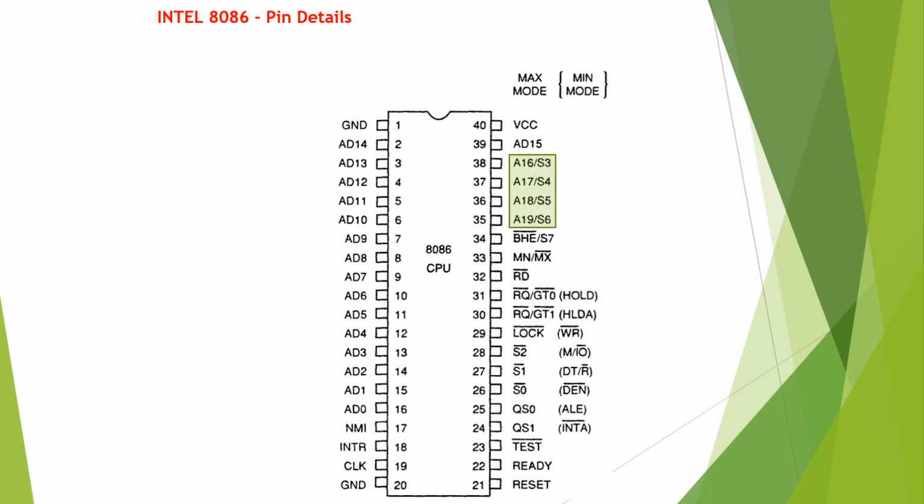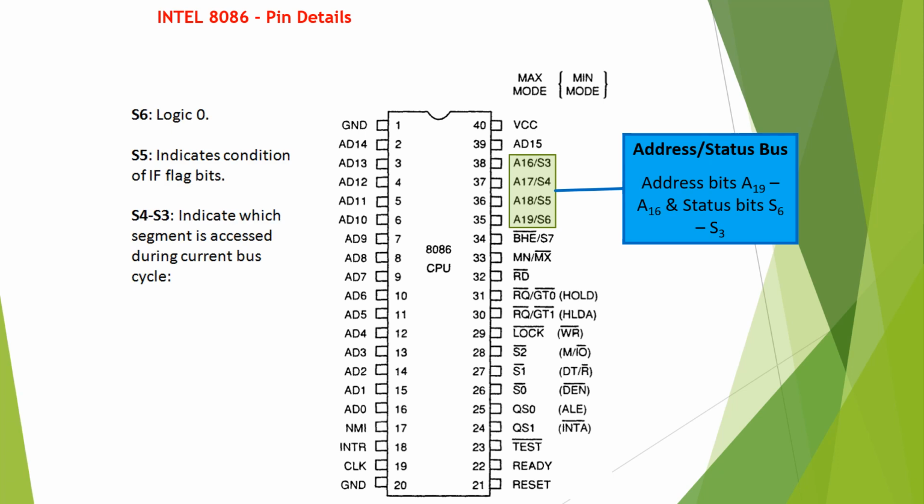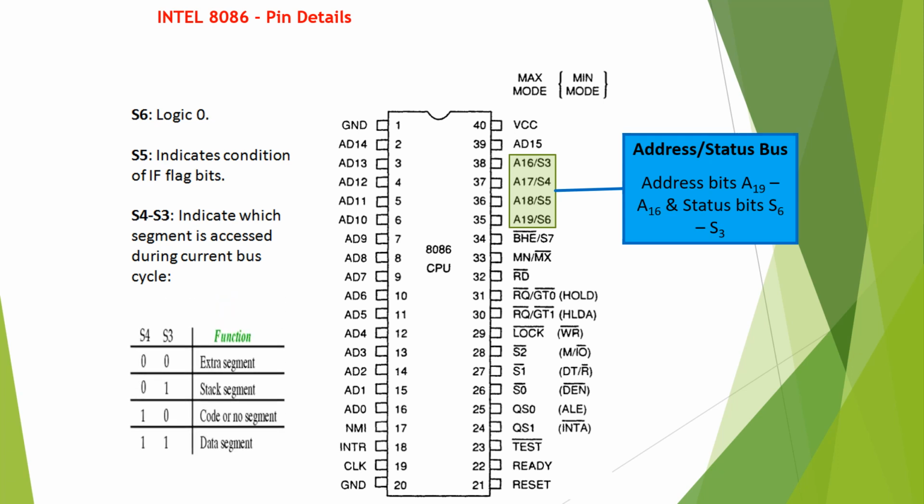The next set of pins are the higher order address lines and the status lines. The higher order address lines are A16 to A19, and the status lines are S6 to S3. These are time multiplexed address and status lines. During I/O operations, these lines are low. During memory operations, status information is available on these lines for the T2 clock cycle, the T3 wait state, and the T4 clock cycle.